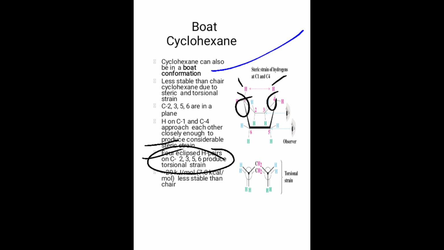on C2, C3, C5, C6, you can observe here, they produce the torsional strain. So 1, 2, 3 and 4. So these 4 pairs, they produce the torsional strain. So the boat cyclohexane, due to the torsional strain as well as the steric strain, is less stable as compared to the chair conformation. Okay, so this is about the conformation of cyclopropane, cyclobutane, cyclopentane and cyclohexane.